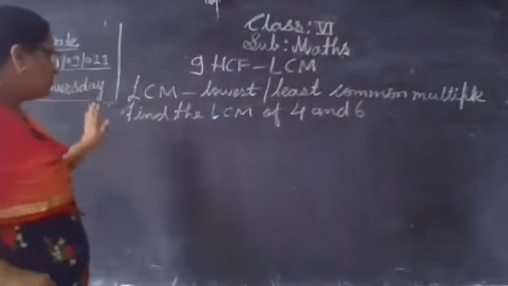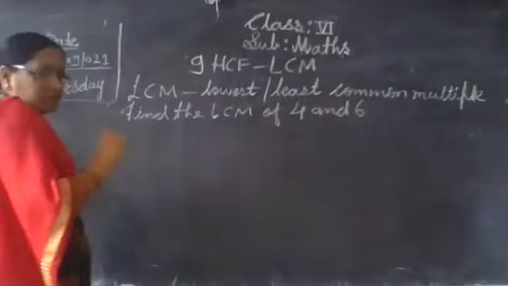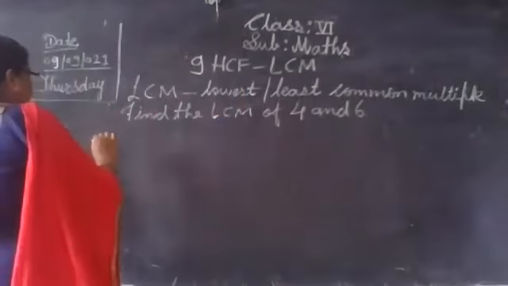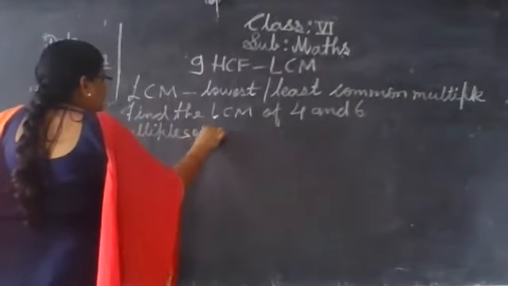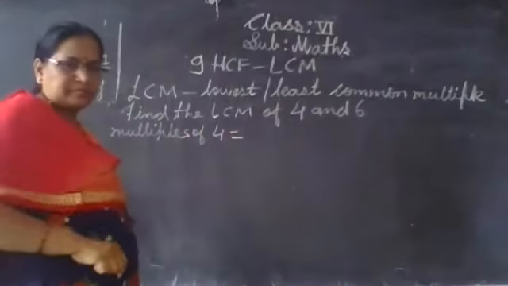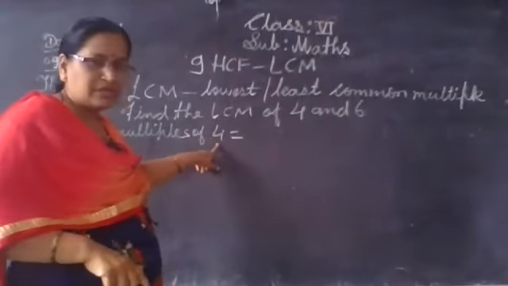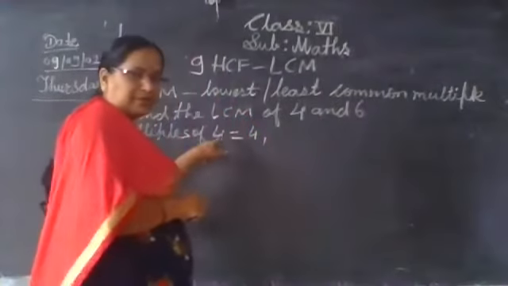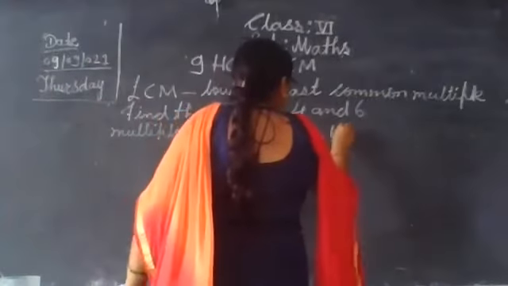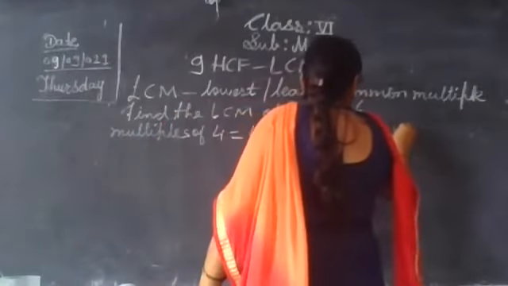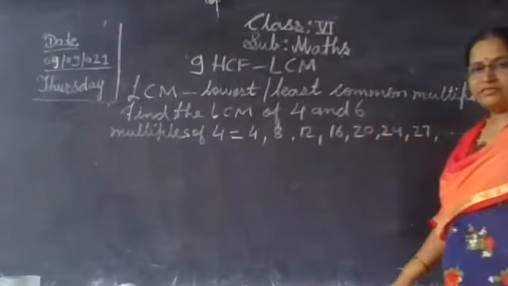Okay, so first we will try to find the LCM by the listing method. So here we will make a list of the multiples of 4. Multiples means you have to multiply this 4 by the natural numbers. 4 multiplied by 1, 4 multiplied by 2, 8. Okay, and so on. Multiples are infinite.